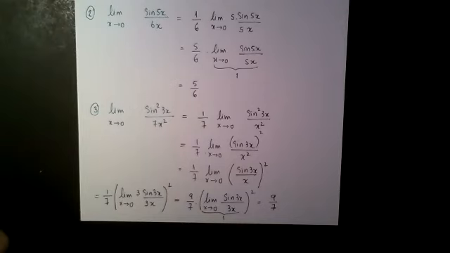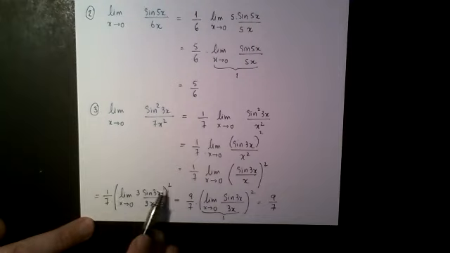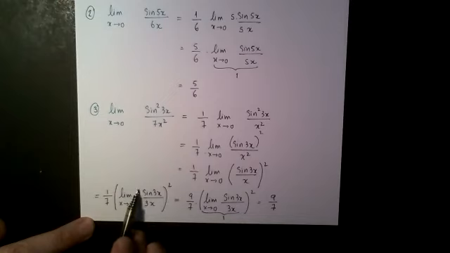How would it be 9 over 7 when you take out the 3? How would it be 9, you mean? Yeah. Because the 3 is here, so it's power 2. The 3 becomes power 2, and the limit becomes power 2. Everything becomes power 2, so 3 to the power 2 becomes 9.